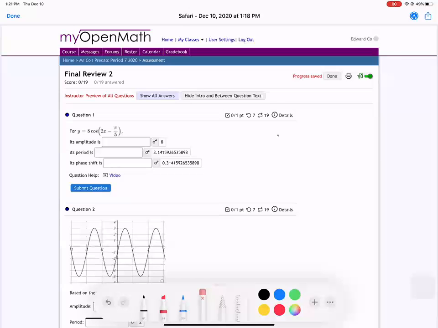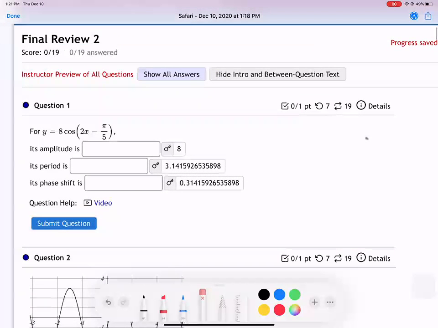Okay, hi everyone. Today we're going to go ahead and work on the final review 2. So this is the second part of your final review. And just question number 1, we're going to go through all 19 questions.